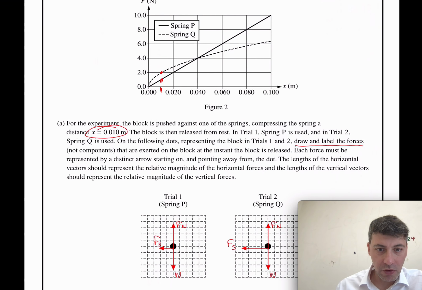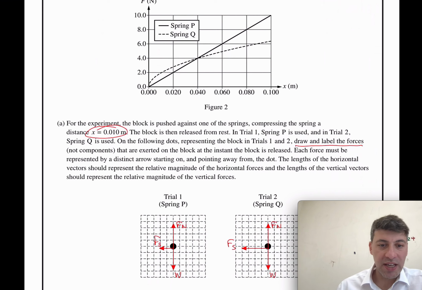Again, we have to be a little bit careful about the value of the forces, because this relates to the length of the arrows. Maybe we'll have different masses, so the weight and the normal force will be different. Since we are using the same block, the weight and the normal force here for this application are exactly the same, and we can see clearly that the value of the force for spring P is exactly half the value of the force for spring Q.